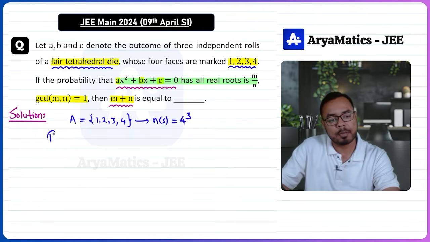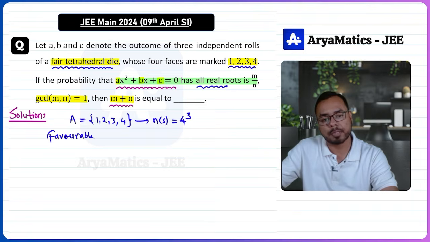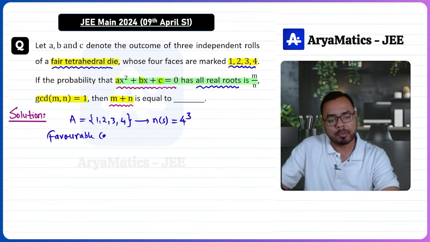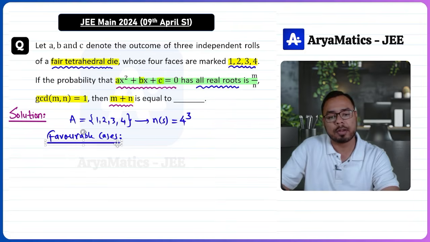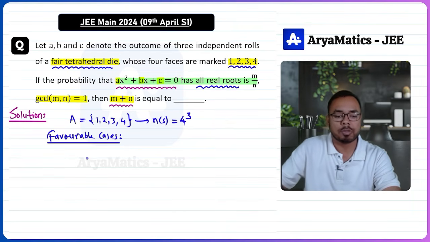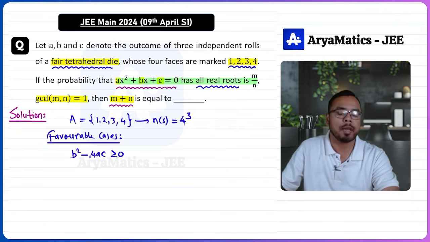Now we have to find the favorable cases. Favorable case means we have to find how many quadratic equations will have all real roots, right? Both the roots must be real. So we know that the condition for real roots is that the discriminant must be non-negative, right? It should be either positive or 0. Then we can get real roots for a quadratic equation. So here the condition for favorable cases is b square minus 4ac must be greater than or equal to 0. And now we have to see in how many different ways we can select a, b, c so that this becomes non-negative.